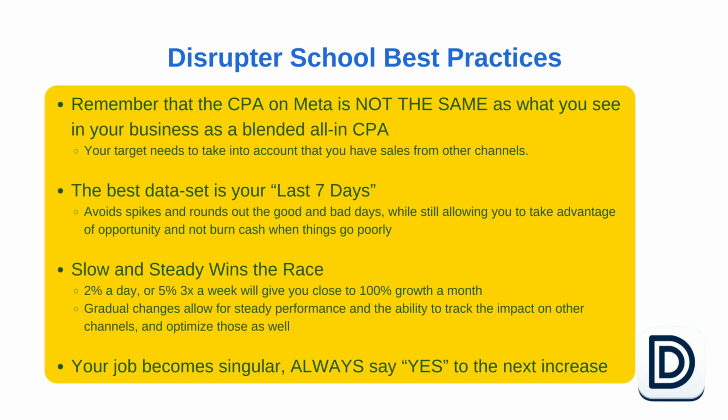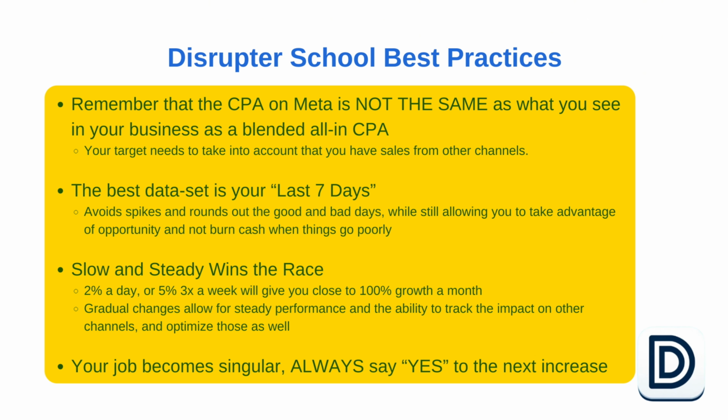Remember that the best data set is your last 7 days. This avoids spikes and rounds out the good days and the bad days, while still allowing you to take advantage of opportunity and not burn cash when things go poorly. And also, you learned it as a kid and it's still true today. Slow and steady wins the race.